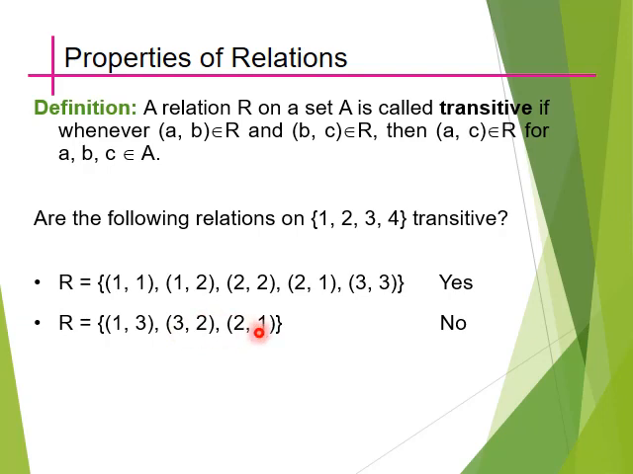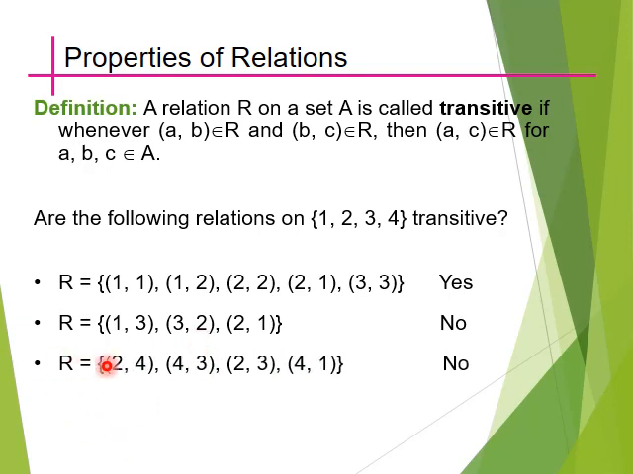Or if we don't take this pair, if we take (2,1) and (1,3), that is (A,B) and (B,C), then we must have (2,3) here for these two elements, but (2,3) is not present here. This is not a transitive relation.